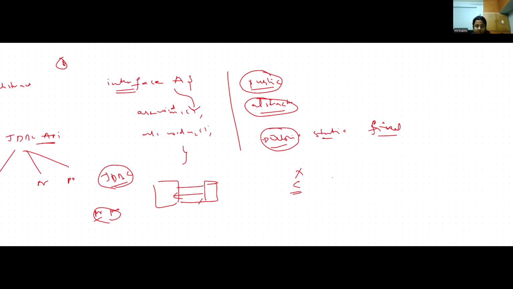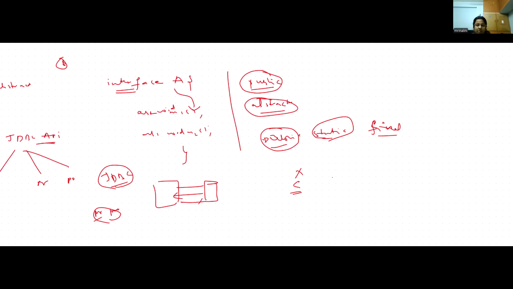Why static? In an interface, can we create an object of an interface? No, we cannot create an object of an interface. So if by any chance you want to access that respective field without an object, then we can directly access it with the help of the class name, that is, the interface name. That is the reason it is static.